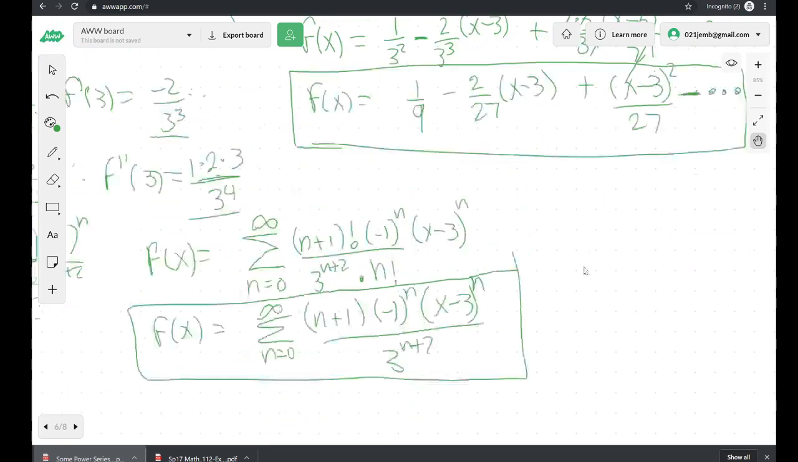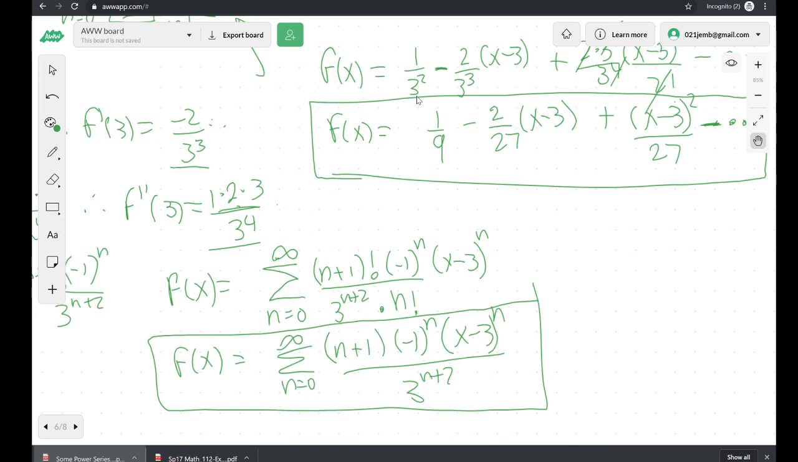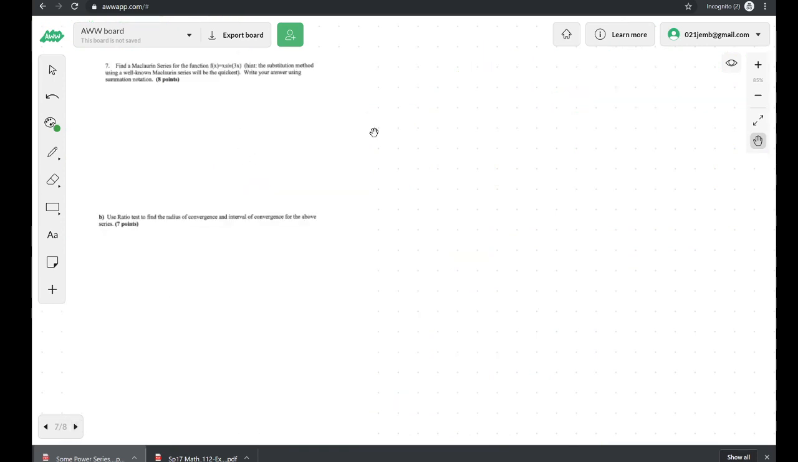So either of them are correct answers. So let's move on to the next problem. For problem 7, we have to find a Maclaurin series for the function f of x equals x sine 3x. Now, hint, the substitution method using a well-known Maclaurin series will be the quickest. Write your answer using summation notation.